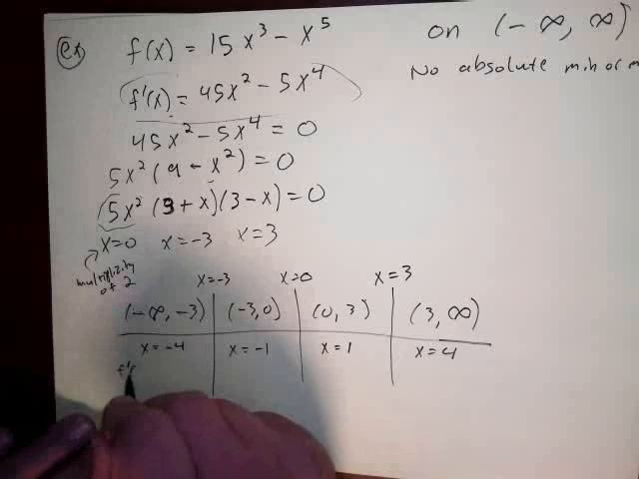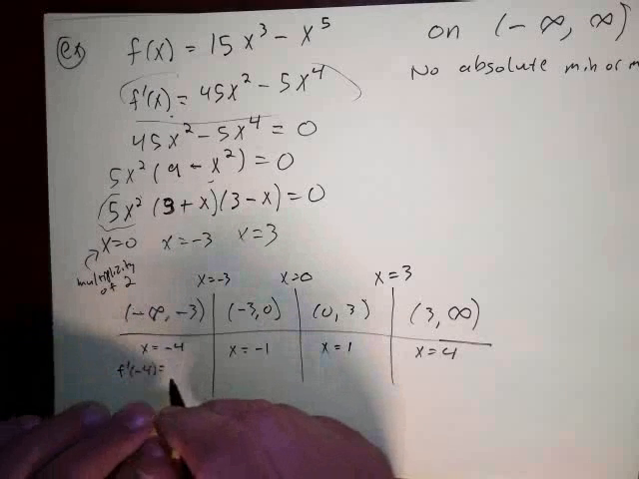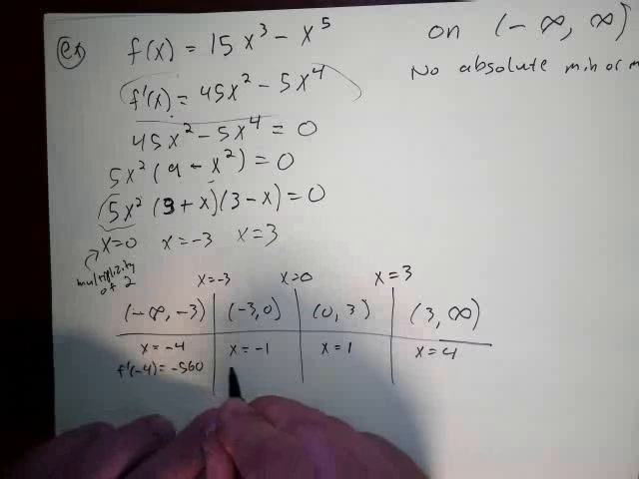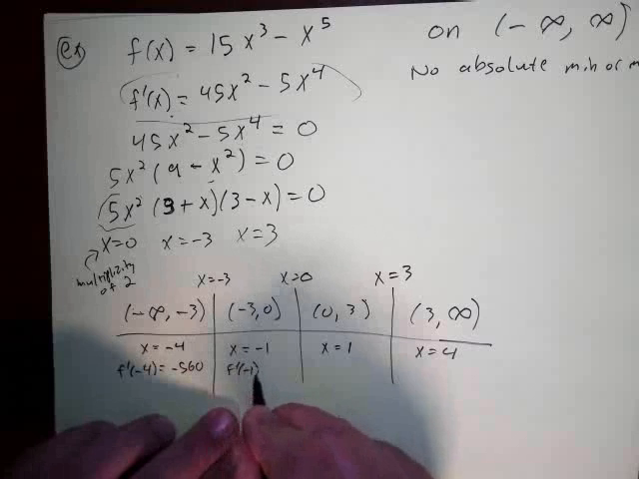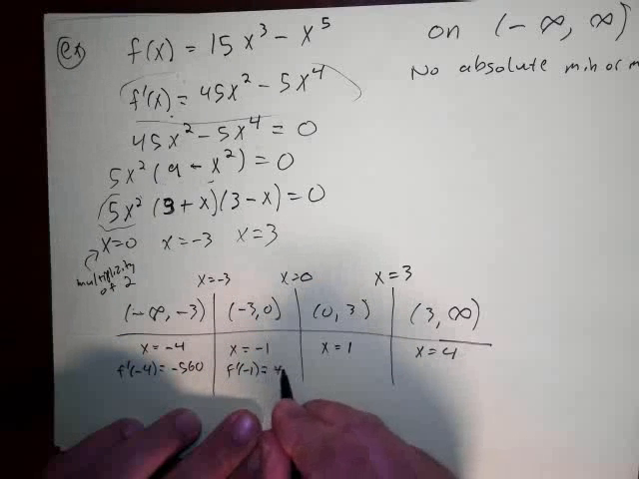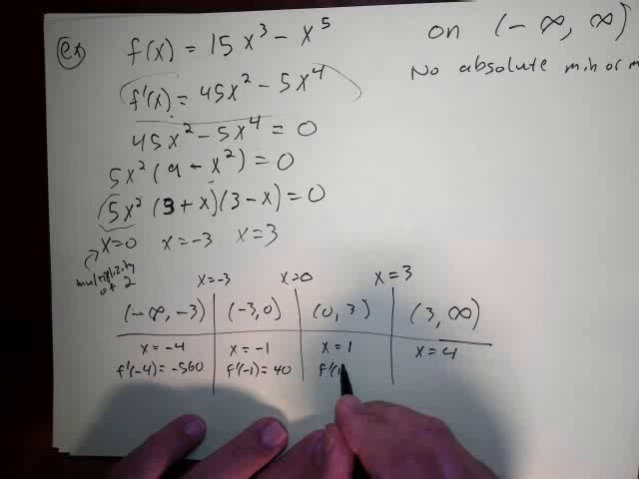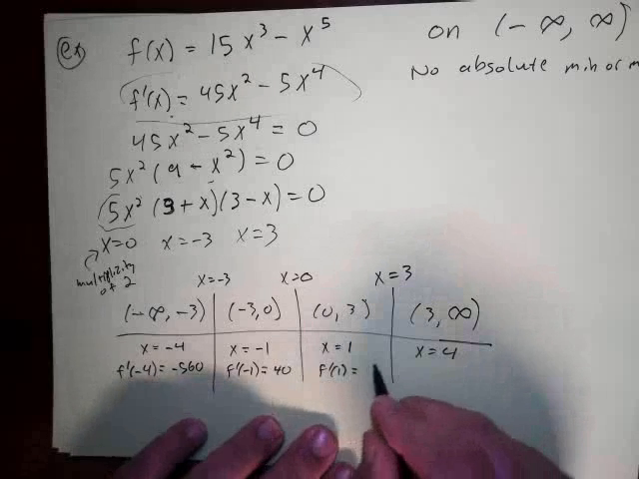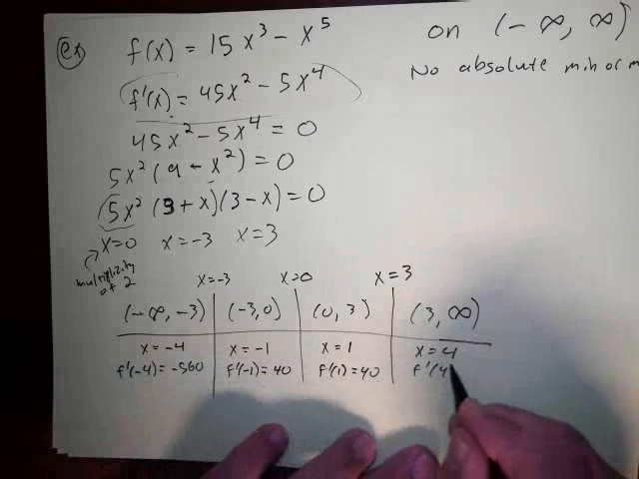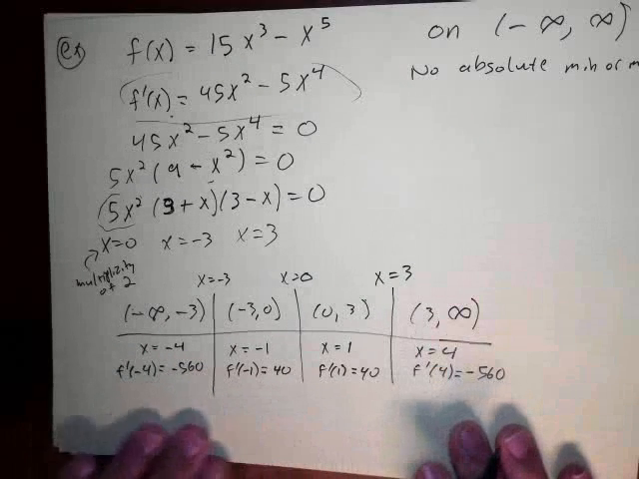The derivative at negative 4 is negative 560. The derivative at negative 1 is 40. The derivative at positive 1 is also 40. And then the derivative at 4 is negative 560 again.